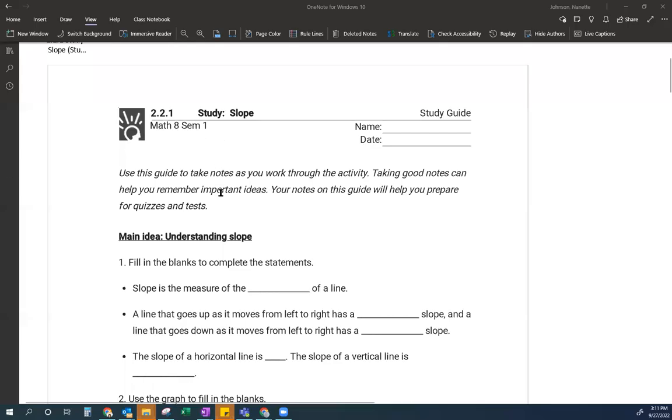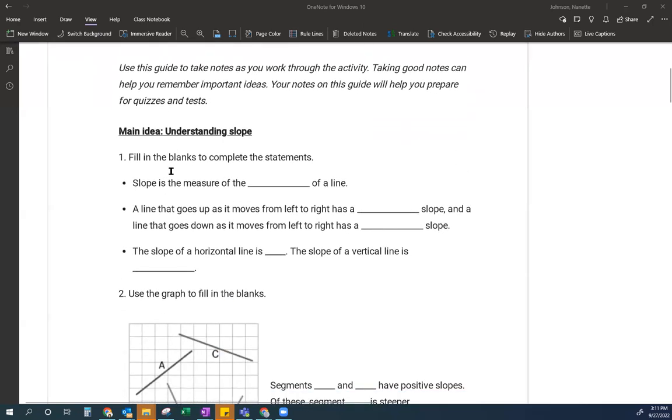Okay, so today we're going to go over 2.2.1, which is study of slope. It says use this guide to take notes as you work through the activity. Here's the activity. So it says fill in the blank to complete the statements. So slope is the measure of the steepness of a line.